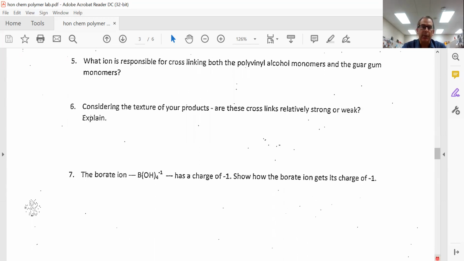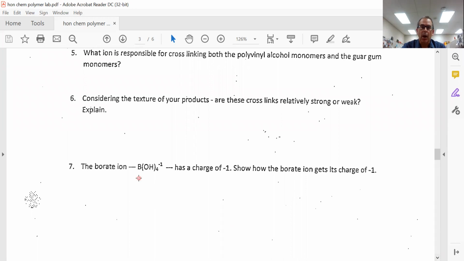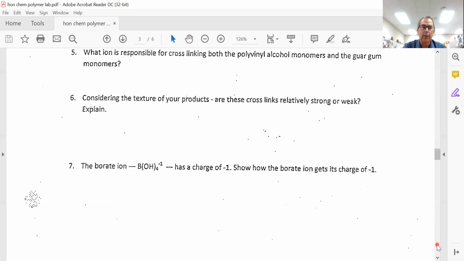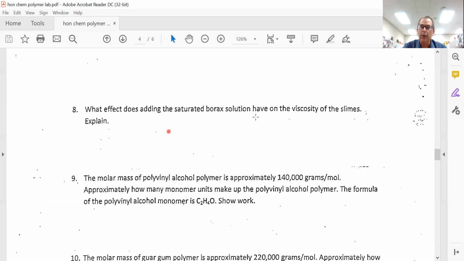Number 7, I think you should be able to figure out on your own. Think about the charge on boron. Look on the common ion table and think about what the charge on boron is. Look up in the common ion table what the charge of OH is, and then add those together. And you should be able to get a -1, so you can verify that or show support for that. Okay, here you'll have to understand what viscosity is, the definition. So I would look that up, and certainly Google that, and then see how that links back to what we're doing in the lab.